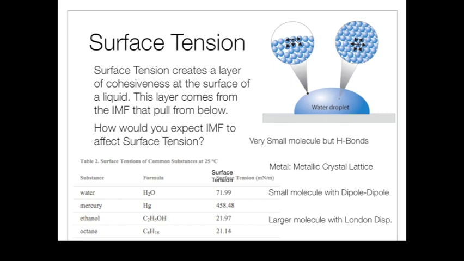Hey everybody, in this next video lesson, I'm going to talk about the concept of surface tension and how it's affected by intermolecular forces. Now, what is surface tension? Well, surface tension is a layer of cohesiveness at the surface of a liquid.